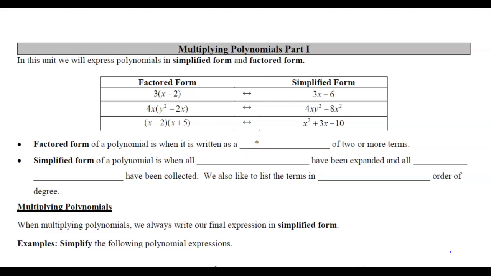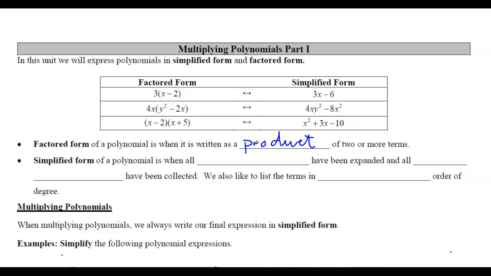Okay, so taking a look up at the front, factored form is when it's written as a product of two or more terms. Okay, so a product means multiplying. That's another word that you have to know.